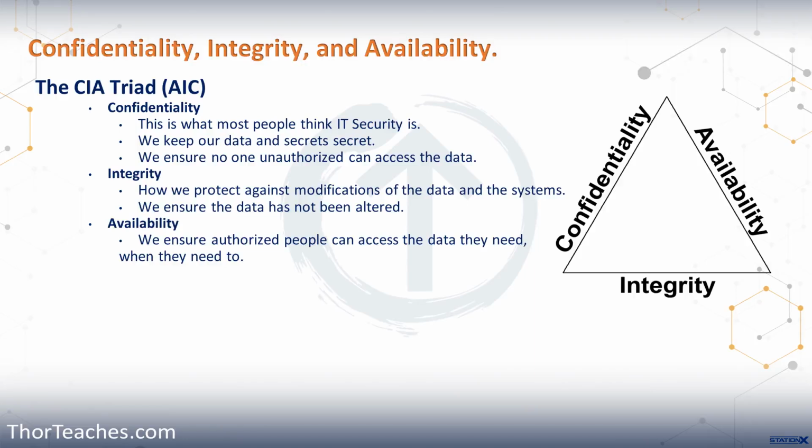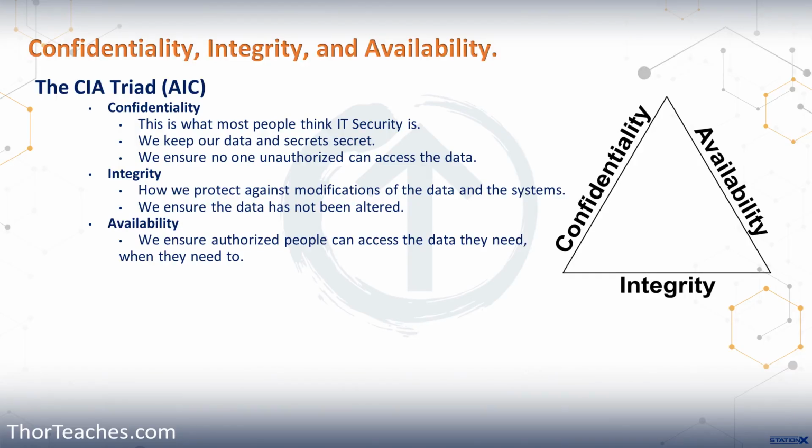The CIA triad consists of three things. As you can see over here on the right, it's confidentiality, integrity, and availability. And confidentiality is what most people think IT security is, but it is much, much more. Confidentiality is us keeping our secret secret, and we ensure that only people who are authorized to access the data can access it. And then we have integrity.